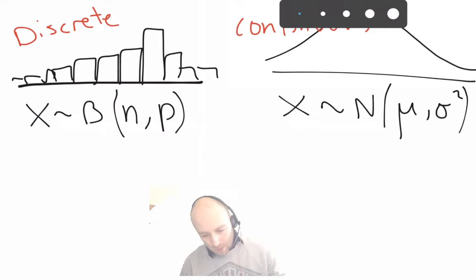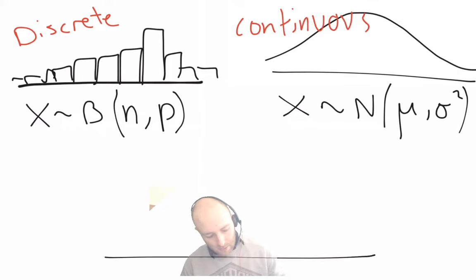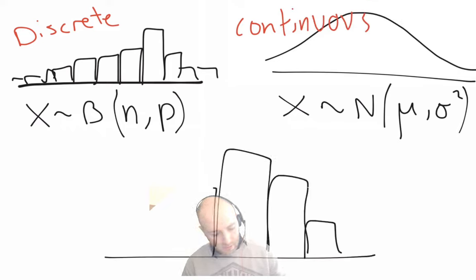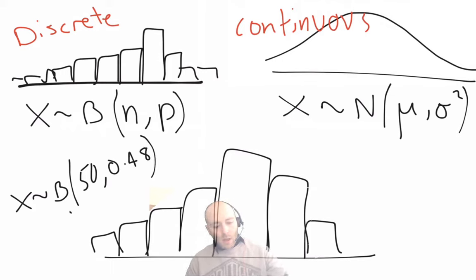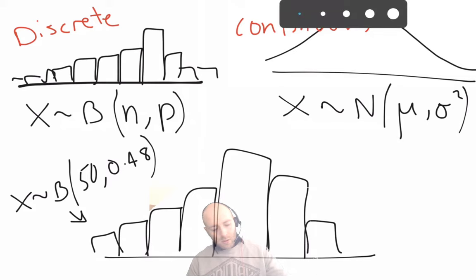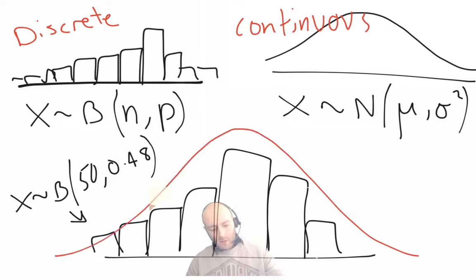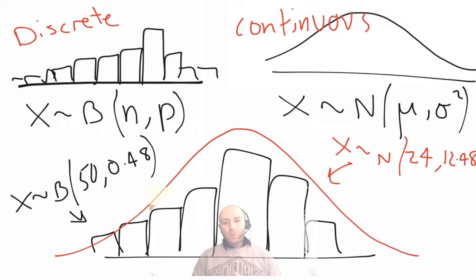So, for example, if we had a binomial like this, and let's say the binomial has 50 trials, I'm not drawing them all, and 0.48 probability of success. We can approximate that with a normal distribution with mu is 24, sigma is 12.48. That's what we're going to be doing today, working out how we can use this normal to approximate this binomial.